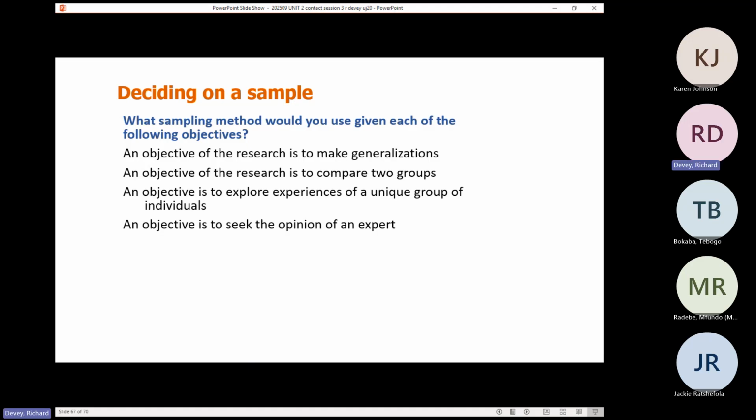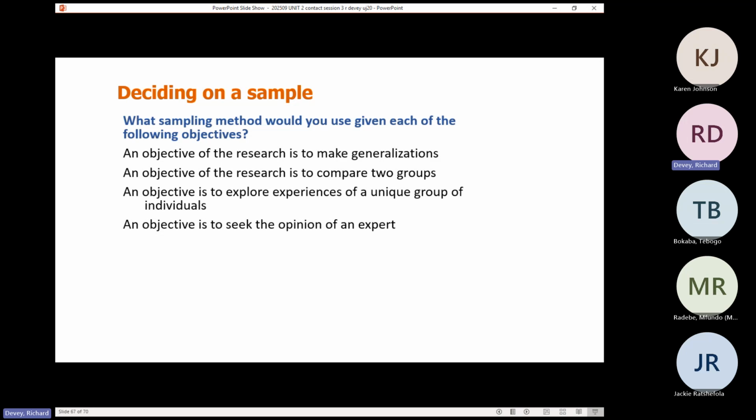Okay, good. If your objective is to explore experiences of a unique group of individuals, what kind of sampling strategy could we use for that kind of study? Corin, are you having a go at this? Yeah, I was going to say that would be purposive. Yes, purposive sampling. Yeah, that's one option.